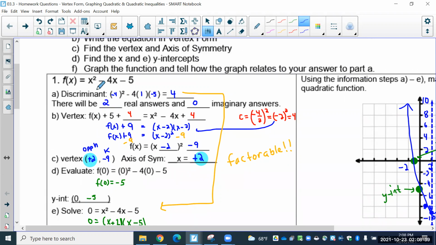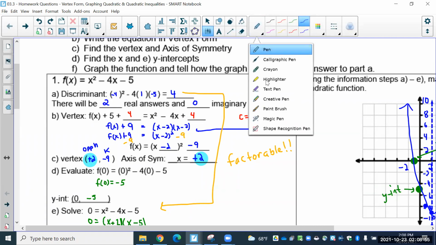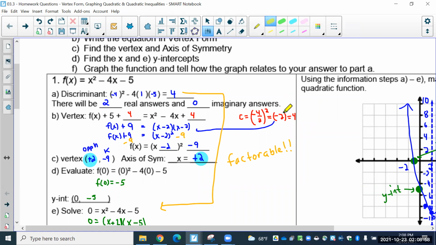To put this in the correct vertex method, you notice I gave you some boxes here. The biggest problem I'm seeing students do is they're not actually showing what C is. That's really important because C not only gives you the 4 that you add to both sides, but it also gives you the factorization. Please notice that this right here and this right here are the same. They always are. So once you have that, you subtract 9 on the other side to put it in chapter 2 way, and then you have opposite h, k. The axis of symmetry is always the first part of the vertex.